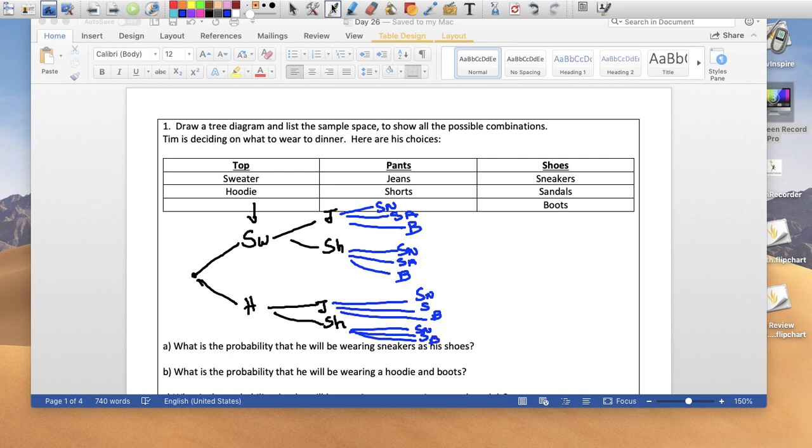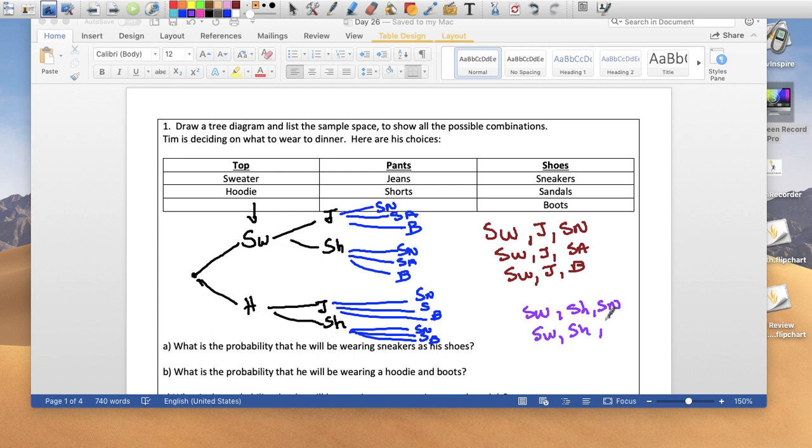You need to list your sample space. So let's start with a sweater. Then he can wear jeans, and he can wear sneakers. He can also wear a sweater with jeans and sandals. Sweater, jeans, and boots. Now we can move on to the next one, in a different color. Sweater, shorts, and sneakers. Sweater, shorts, and sandals. Sweater, shorts, and boots. So that takes care of the top part over here.